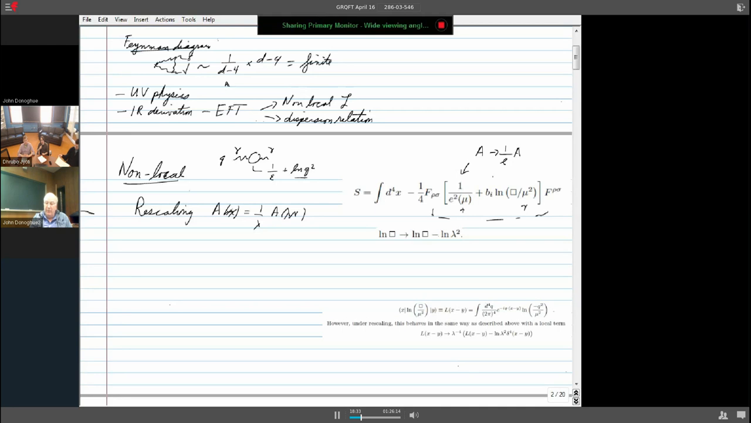But now if I do my rescaling like before, you know, A of x was written as 1 over lambda, A of lambda x, that type of thing. The first pieces here still are invariant. The F squared and the d4x, which I change variables with this, are still invariant. But the log piece is no longer. So this is what I call the non-local piece. If you rescale log box, the relationship is like that. This action is no longer invariant.